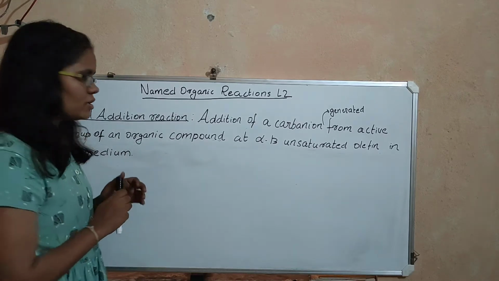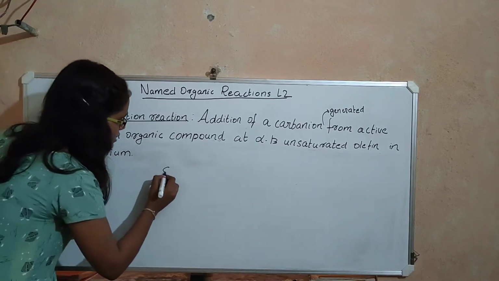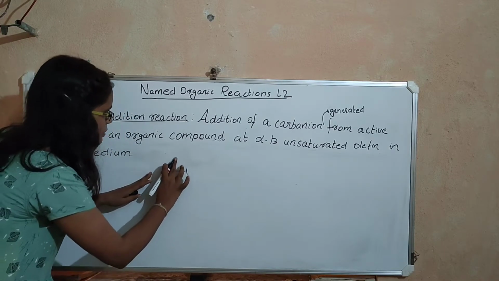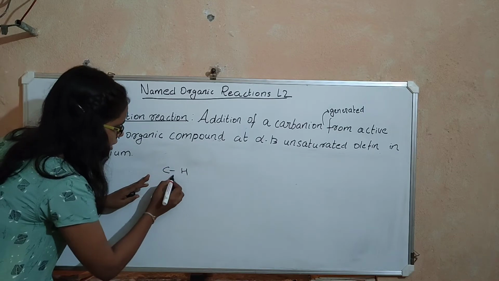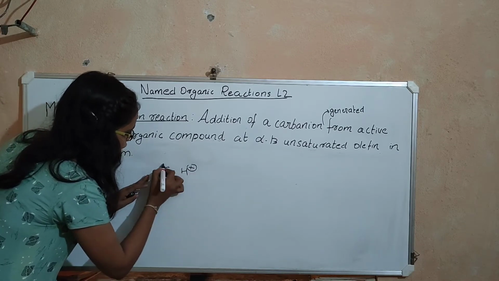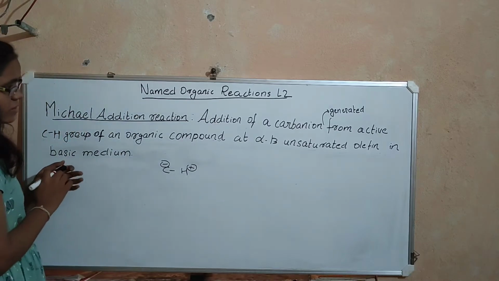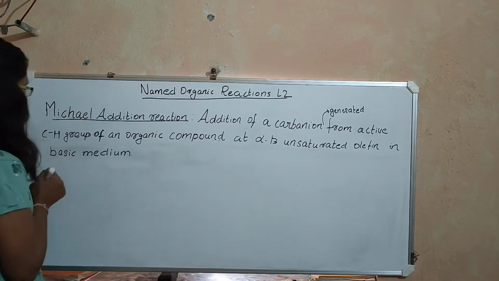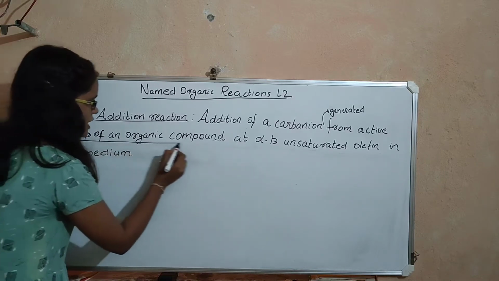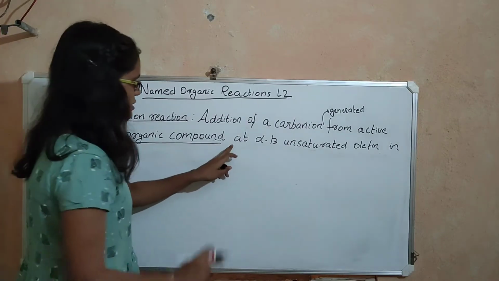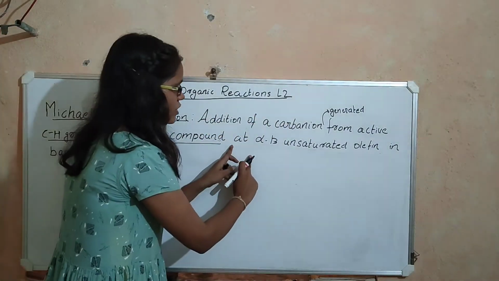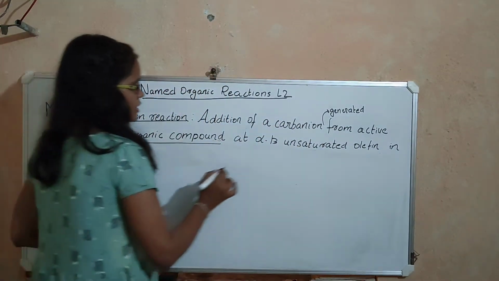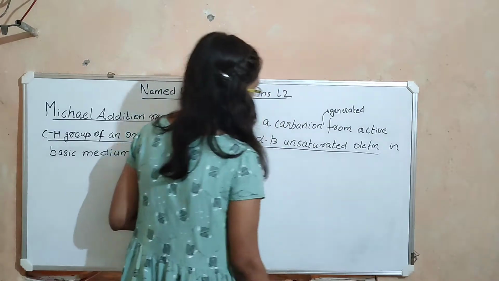That means one of our reactants is an organic compound which has an active CH group. While doing the Mannich reaction, I told you that active CH bonds are those bonds which are weak and can be easily broken, so that it gives away H plus and a carbanion is generated. So the first reactant is an organic compound with an active CH group, and this carbanion will attack an alpha beta unsaturated olefin. So the second reactant is an alpha beta unsaturated olefin.